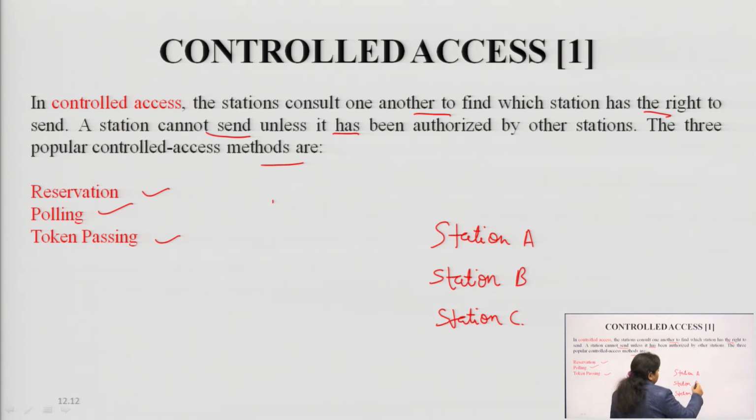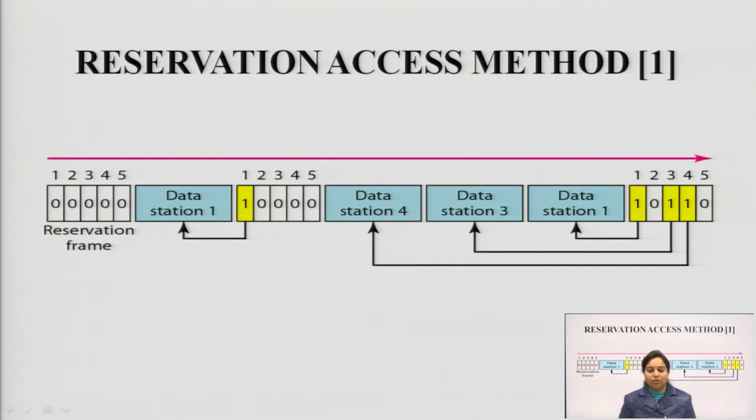Let us say this station wants to transmit the data, it wants to access this channel. Now, it is going to ask stations B and C whether it can send the data or not. Then stations B and C will allow that yes, you can transmit the data, and then this channel will transmit the data following the protocol, whether it is reservation based, polling based, or token passing. So, this is the controlled access protocol concept.